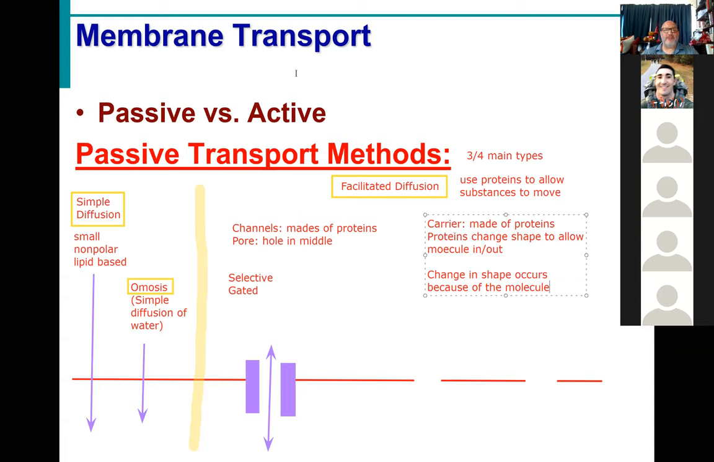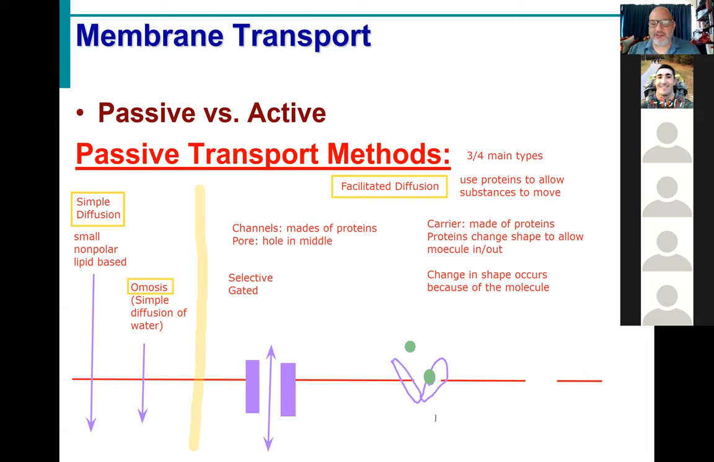Now, I don't know how well I'm going to be able to draw this, but I have pretty pictures for all of these things from the book. But I'm going to cheat and try to draw this a little bit. Typically a carrier is going to be a structure made of proteins that in this case is just open on one side. Now, this typically has a binding site to it. And so what's going to happen is a larger molecule, like a glucose, can come in, and that glucose binds to the protein.